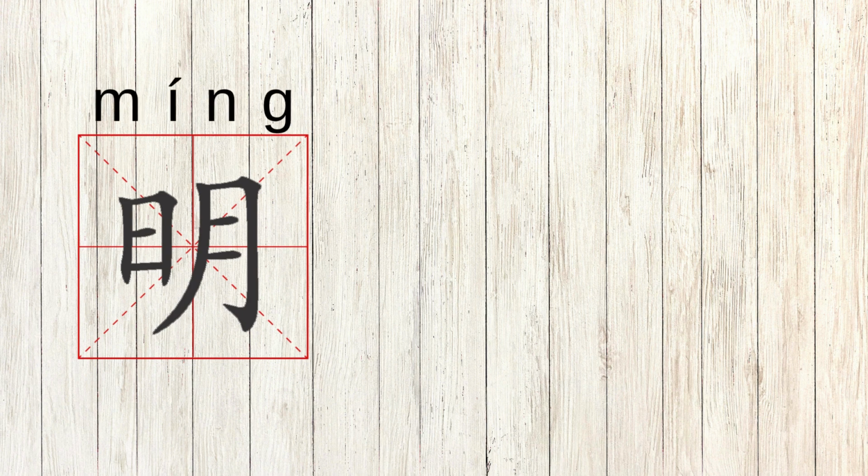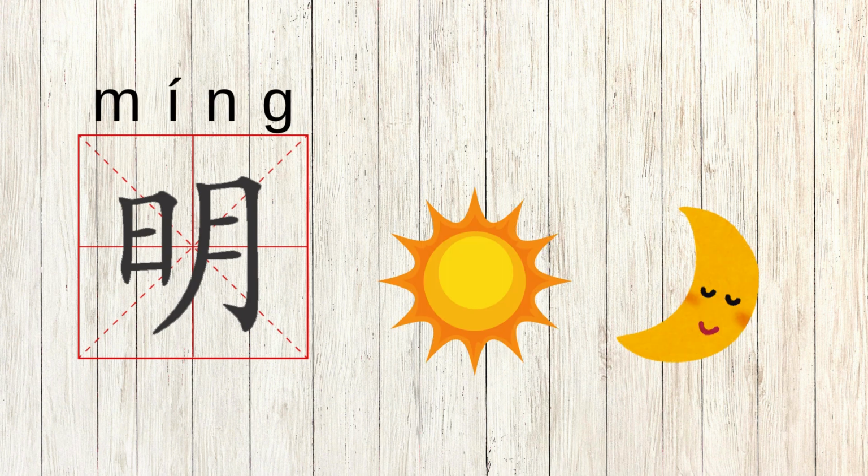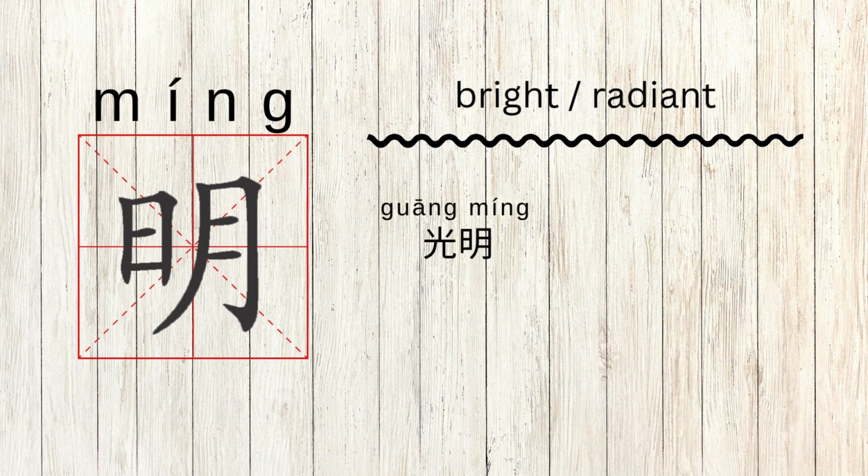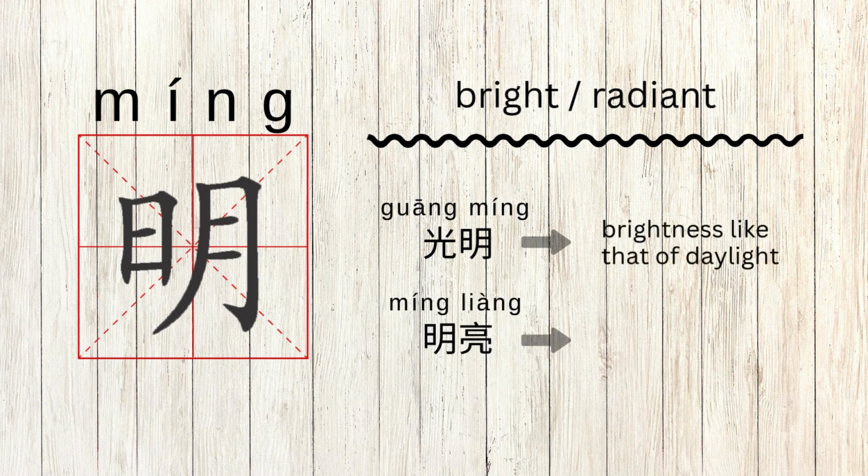明. Can you guess what it means? What do the sun and the moon together make you think of? Perhaps brightness or light? That is correct. The original meaning is bright or radiant. Many words that contain this character express this meaning. For example, 光明 refers to brightness like that of daylight, 明亮 refers to a well-lit environment.